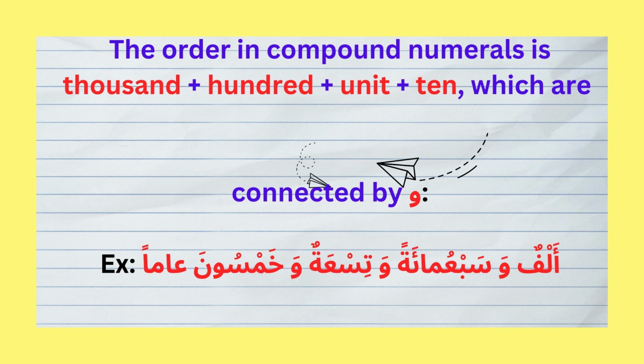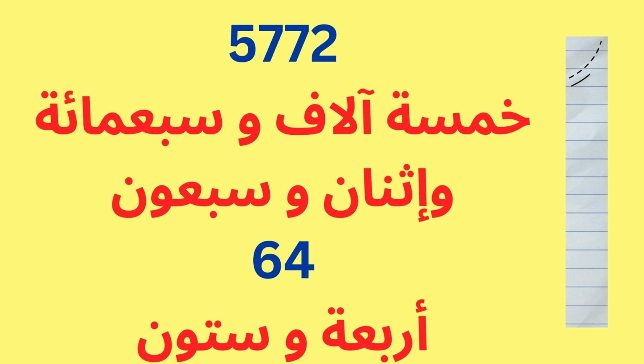Let's look at some examples. 2005. So ألفان is the dual of ألف. It means 2000. وخمسة. 3091. Notice that we started with the thousands, followed by ones, then the tens, using the connector wa.